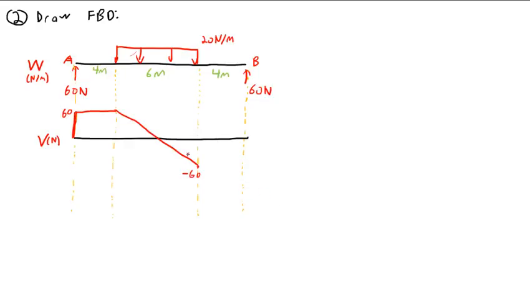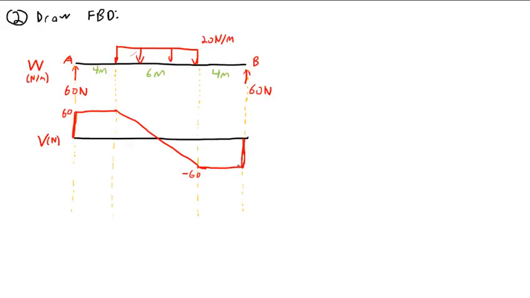Then, finally, in the last 4 meters of the beam, we have no more loads until the end. So it's just going to be a constant value of negative 60. And then finally, we have a vertical force and that pops us right back up to 0. A good way to check your shear and moment is that as you go across, you should end up right back at 0.